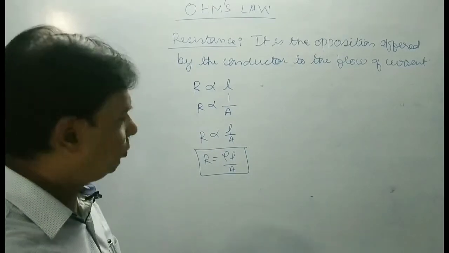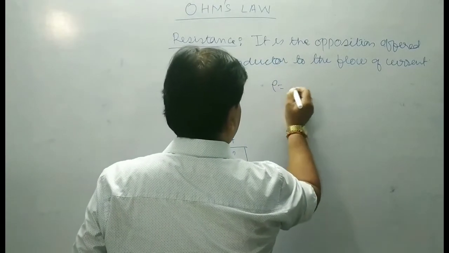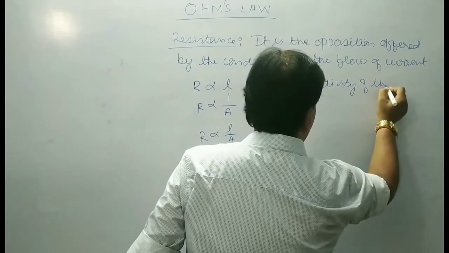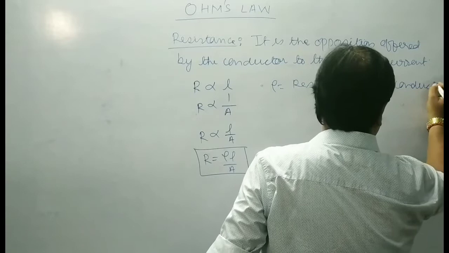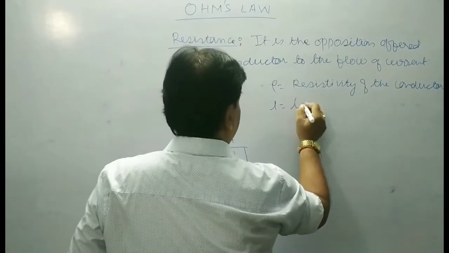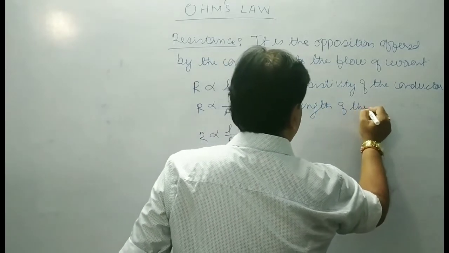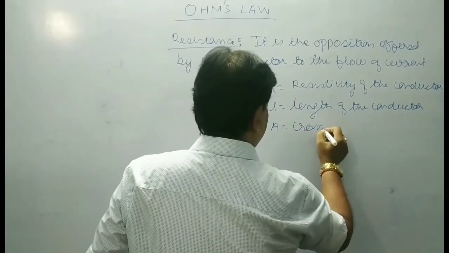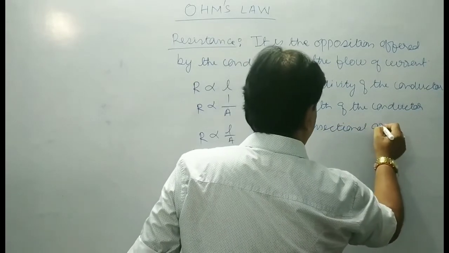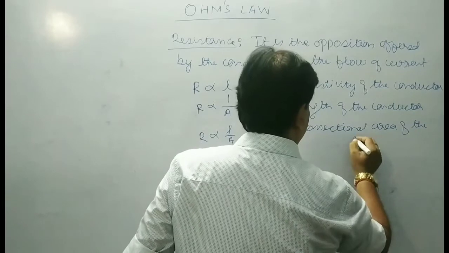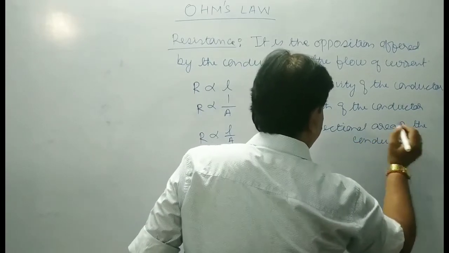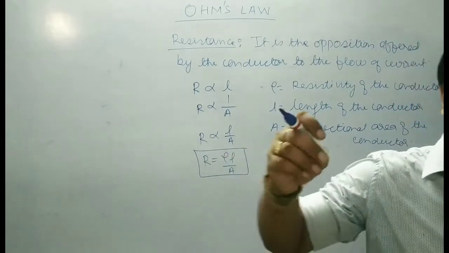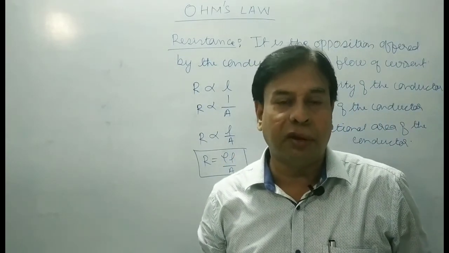Again we will define in the same way. This rho, resistivity of the conductor; L, length of the conductor; A, cross-sectional area of the conductor. That has to be seen. Always keep in mind, what is the difference between resistance and resistivity? That is the main question and crucial part of the thing that has to be taken care of.